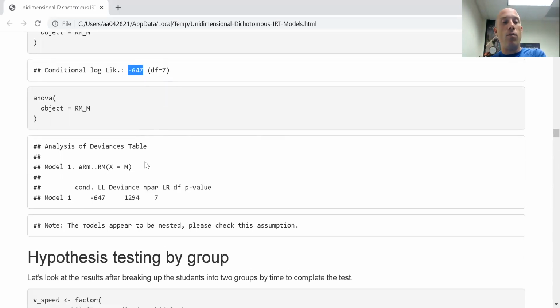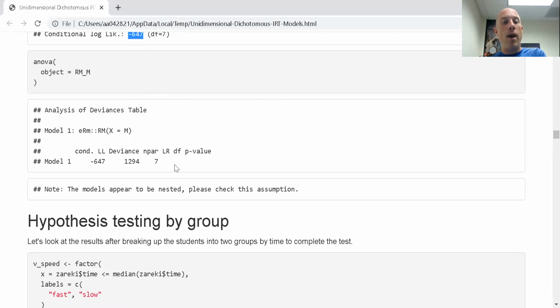Now we can do ANOVA also, and you'll notice that it's giving deviance. So here's the conditional likelihood that we looked at before. Here's the deviance. So it's not actually ANOVA that's being run. This is taking advantage of chi-squared.